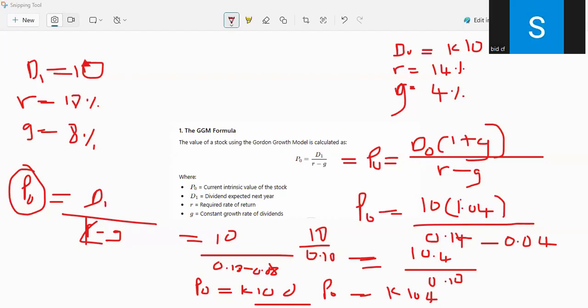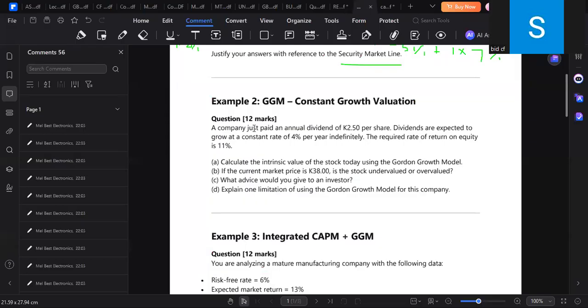These questions were extrapolated from the exam. A company just paid a dividend of 2.5 per share, and dividends are expected to grow at a constant rate of 4% per year indefinitely. The required rate of return on equity is 11%. What is the intrinsic value of stock today using Gordon's model? How do we do?